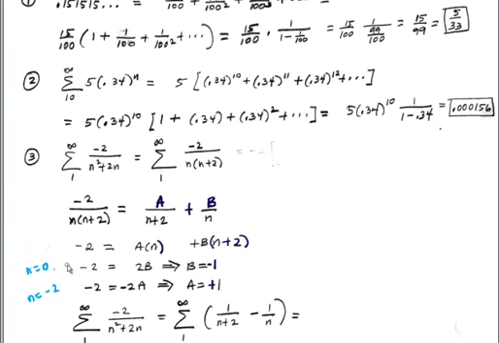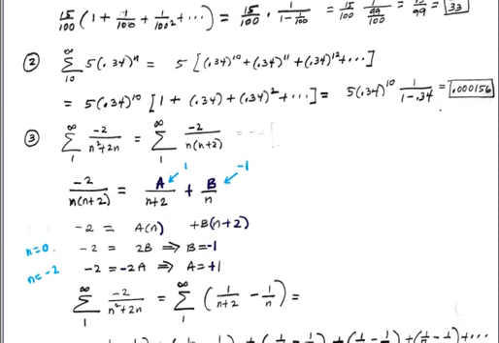So when we substitute in n equals 0 here, the a drops out, and we have minus 2 equal 2b. So b is minus 1. When we substitute in n equal minus 2, this drops out. Minus 2 equal minus 2a, we have a equal 1. So in other words, this is 1, and this is minus 1. Okay, so substitute that in here, 1 and minus 1 for b. Okay, and let's write out the first few terms.